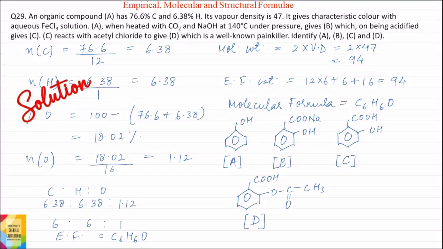First of all, the vapor density is given as 47. Therefore, the molecular weight will be equal to 2 into vapor density, which is equal to 94. Now, moles of carbon can be obtained by dividing the percentage of carbon by its atomic weight. So, moles of carbon is 6.38. Similarly, moles of hydrogen is 6.38. Now we find the percentage of oxygen, which is equal to 100 minus the percentage of carbon plus percentage of hydrogen, which is equal to 18.02%. Now to find moles of oxygen, we divide the percentage of oxygen by the atomic mass of oxygen. Moles of oxygen is equal to 1.12.